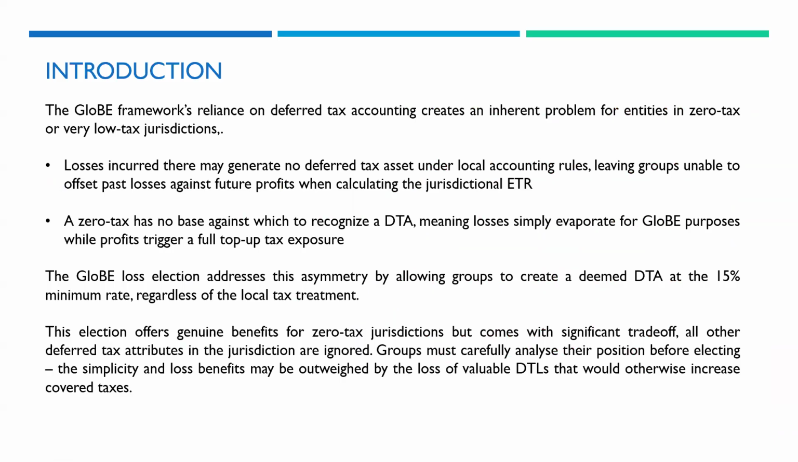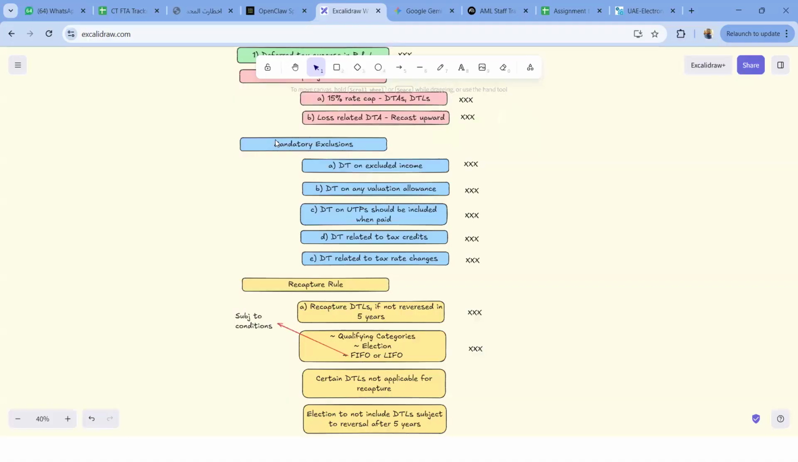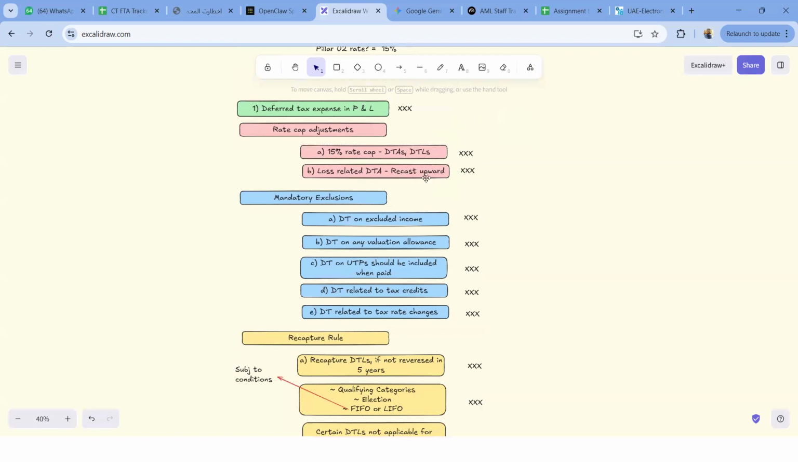Now, let's pause there. What does it mean? You remember something called a DTA loss recast from the previous session. What is DTA loss recast? No point in reading what is there here. It's from the previous chapter. What is DTA loss recast? I think it is there here. Yeah, recast upward. What is this?